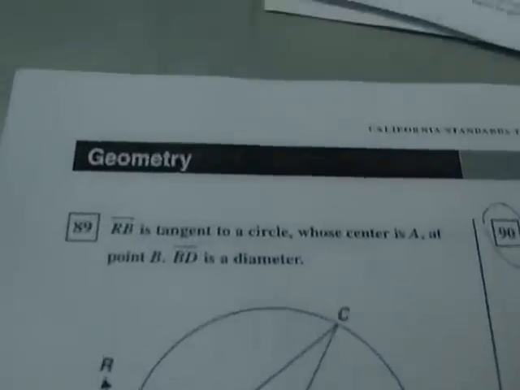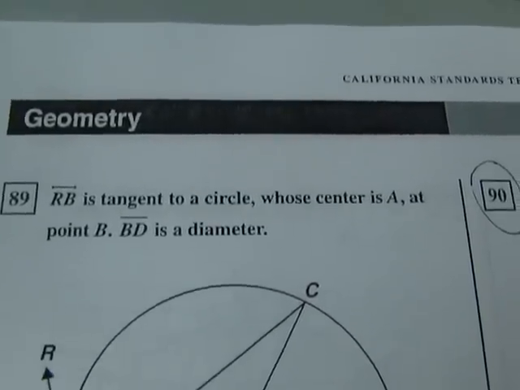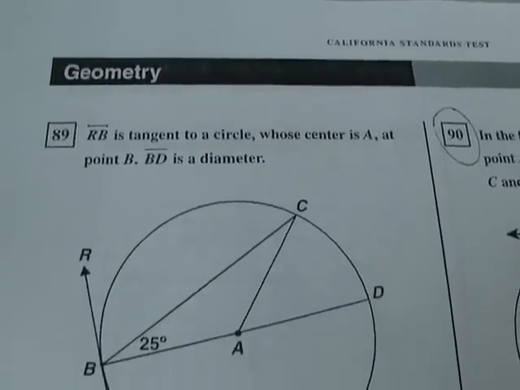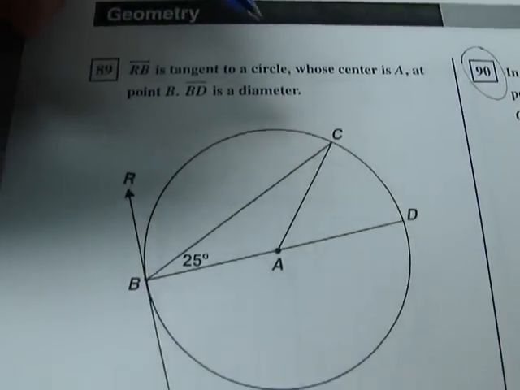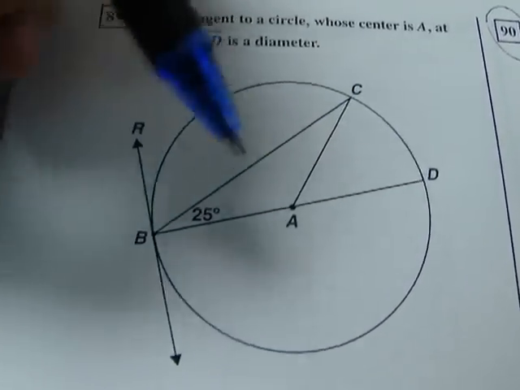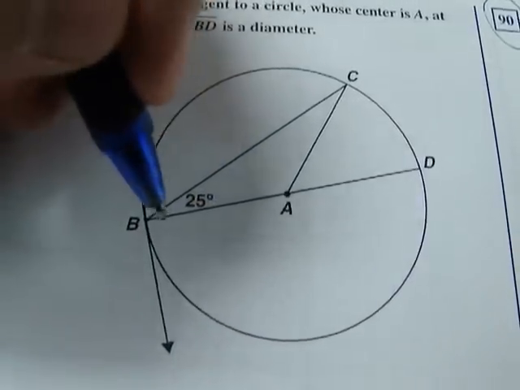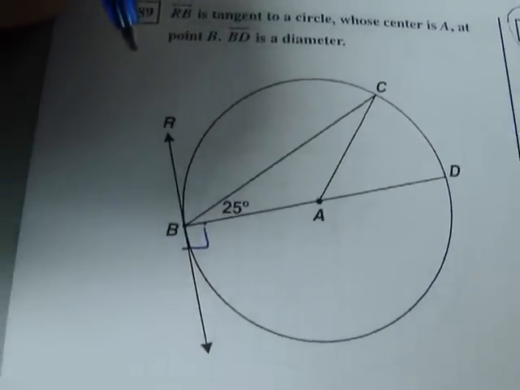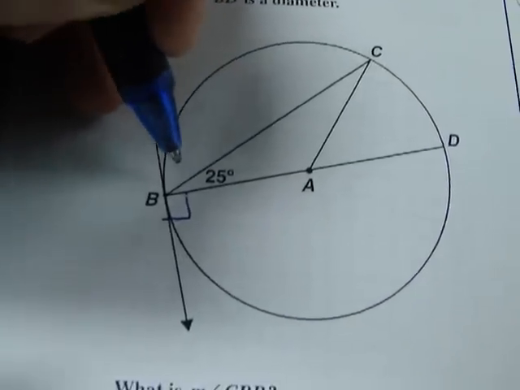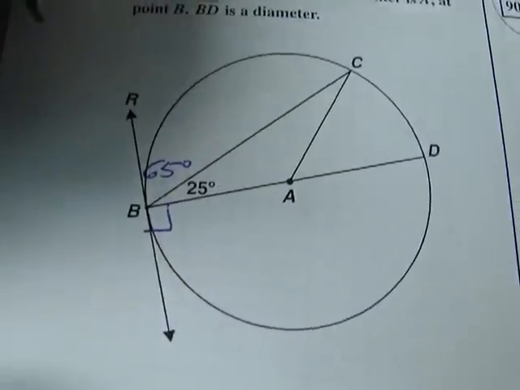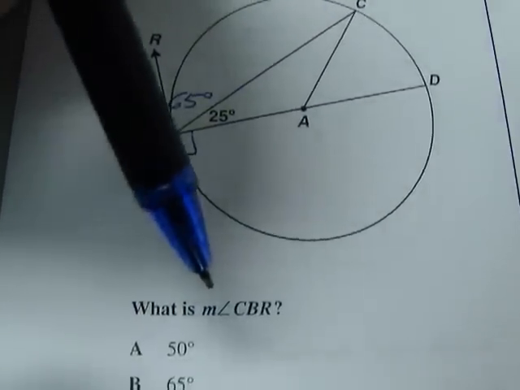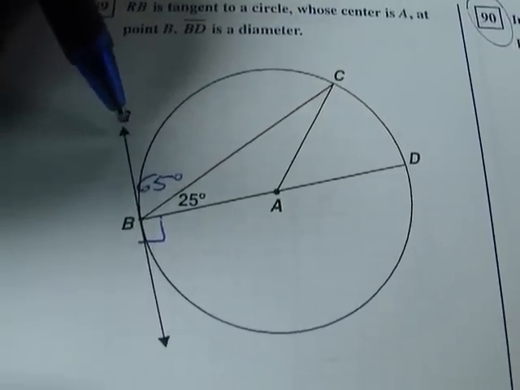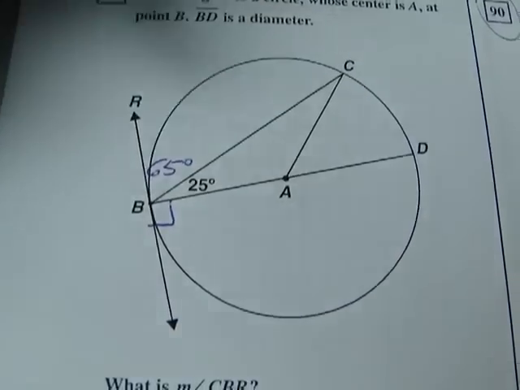Moving on to number 89. 89 says that line RB is tangent to a circle whose center is A at point B. Segment BD is a diameter. Okay, so here's your diameter, and this is a tangent. So, of course, that means this is a radius, and as we remember, tangents are perpendicular to radii. Other things we know is that if this is 25, then this angle here has got to be 65 degrees. What is the question? The question is find the measure of angle CBR. Oh, I accidentally solved it already. Got it? Good. 65.